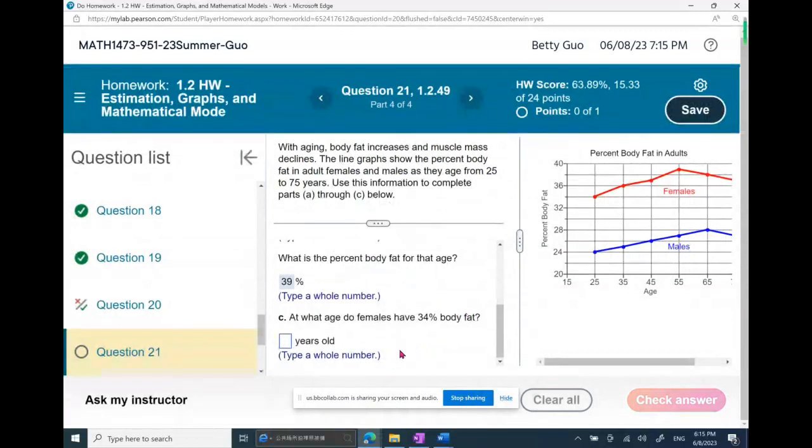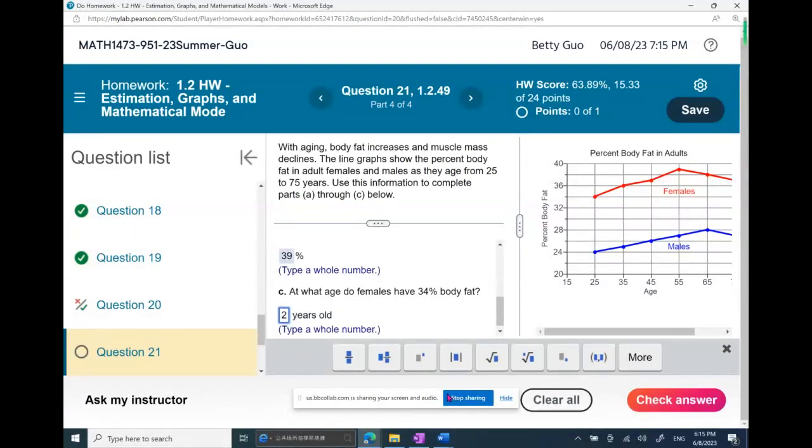Oh, this is part C. At what age do females have 34% body fat? Female 34%, 32, 36, so this is 34. 25-year-old. This is actually a good chart. Has a lot of information. So 55.